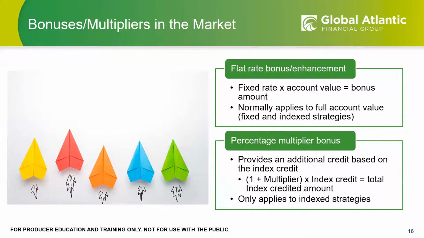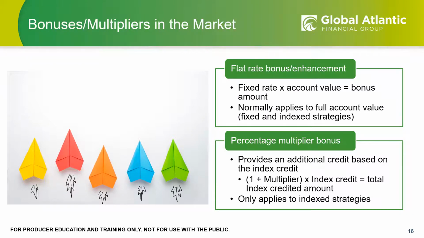But when you think about it, bonuses, multipliers, enhancements, they've been in almost every index universal life design that's been out there since they were introduced. The first one, the one that's at the top there, is a flat rate bonus or enhancement. We call it an account value enhancement at Global Atlantic. But the way that one works is it's a fixed rate multiplied by the account value equals the bonus amount that's applied to the contract.